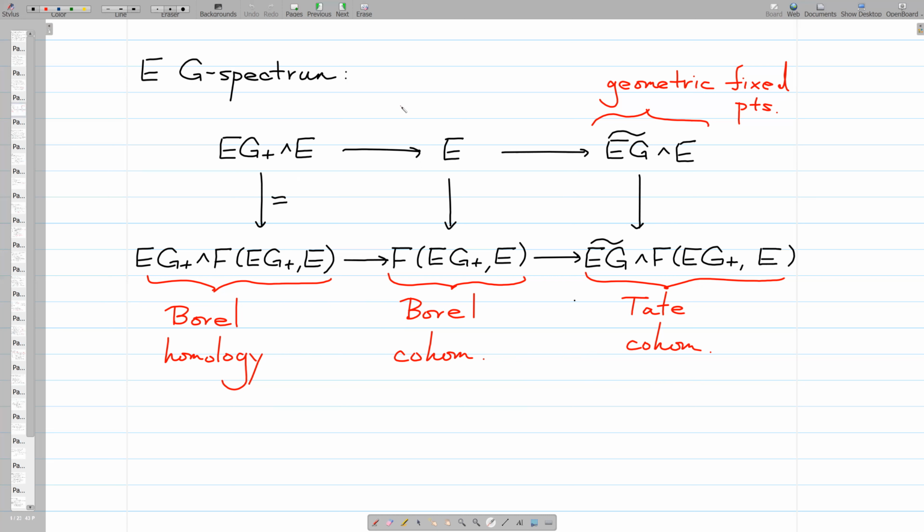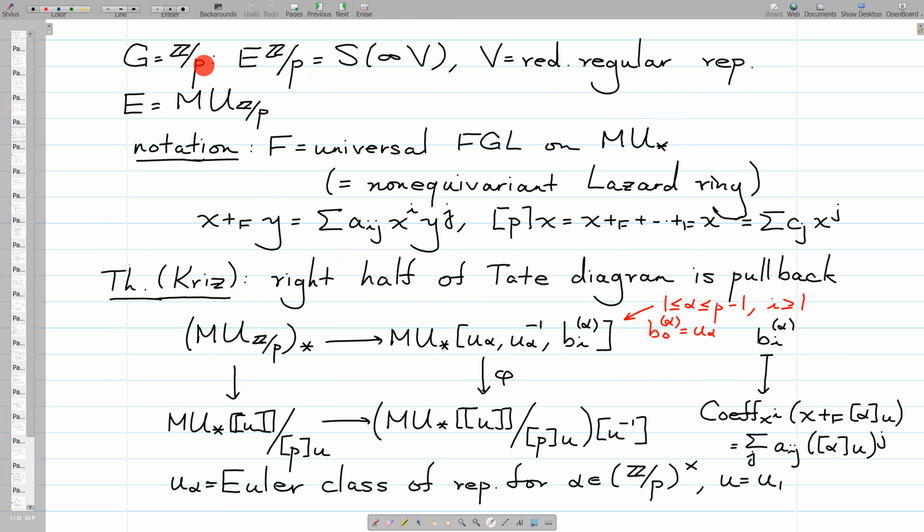So what Chris did was in the case when E is MU, and the group is just Z mod P, the cyclic group of order P, where P is a prime. It's easy to describe what EZ mod P is. We take the reduced regular representation, so a copy of all the non-trivial irreducible representations. We take infinitely many copies of it, and we take the unit sphere in that. That's a good model for EZ mod P.